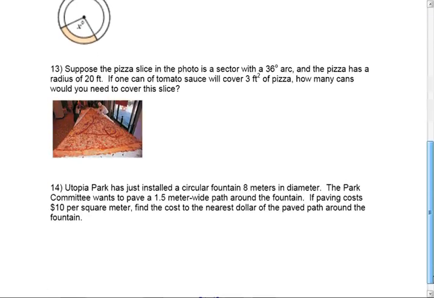What is that? Is that a pizza? It's a pizza. It's a pizza pie. It's on your green sheet. Yeah, is it? Okay, so let's do the pizza one. Okay, pizza has a radius of 20 feet. I'm going to draw a pizza here. This is 20 feet. And I have a 36-degree arc.